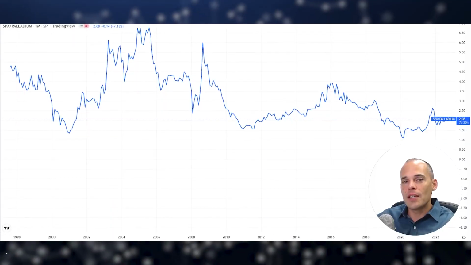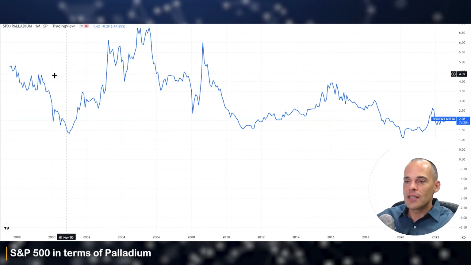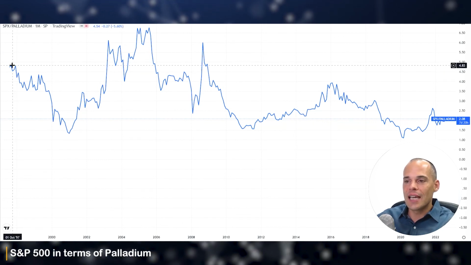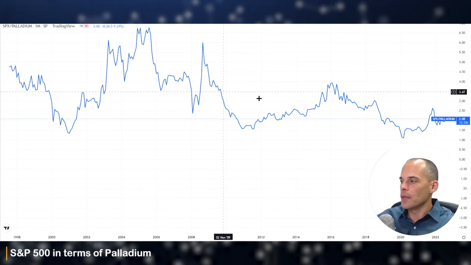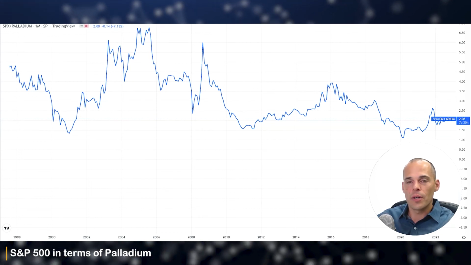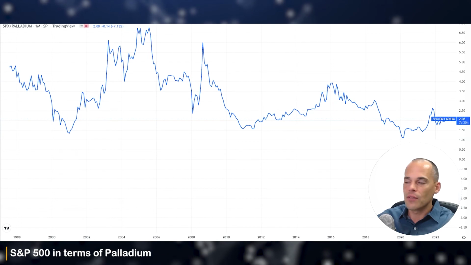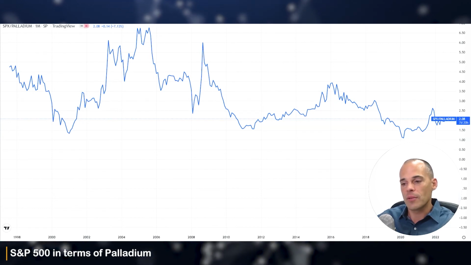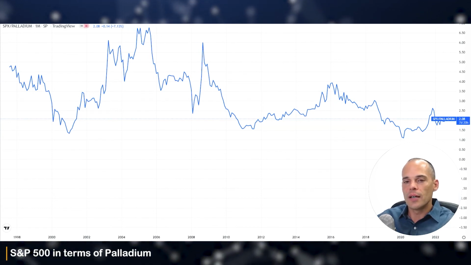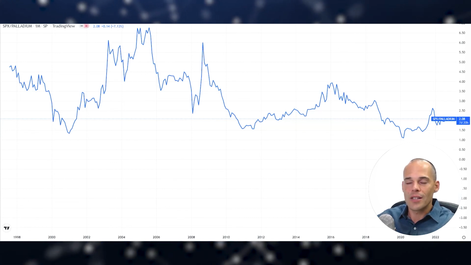This is the S&P in terms of palladium. You can see it's actually declined over these years. 1997 was when palladium began. You can see it's actually had a decline this whole period, and that's mostly because palladium has gone up dramatically faster than the S&P 500 has over that period. And in fact, palladium has outgrown the growth in the M2 money supply, so it's all connected.